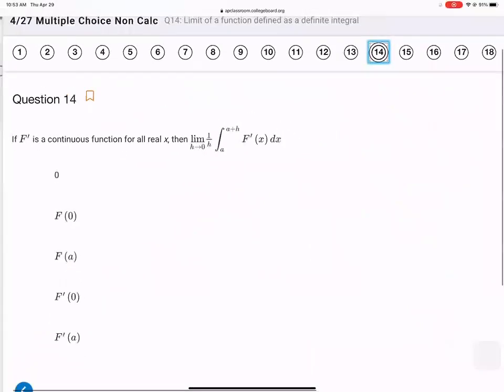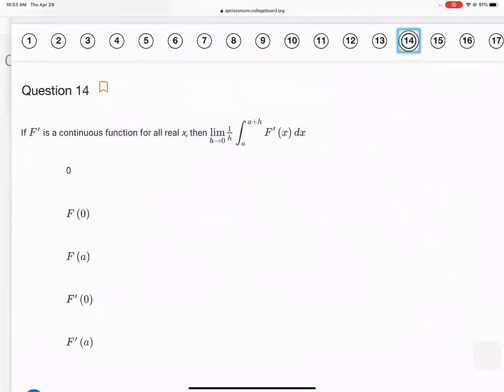Oh man, this looks crazy. So f prime is continuous on the function of f. Okay, so f prime is continuous. Great, thank you for telling me that. For all real numbers of x, then what is the limit as x approaches 0 of this craziness here? Okay. Now, does this look familiar to you?